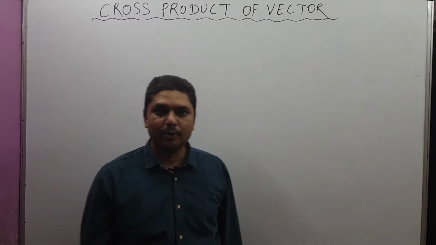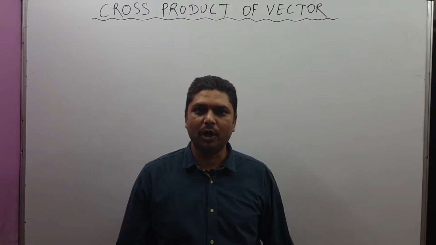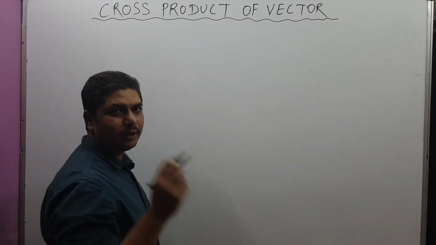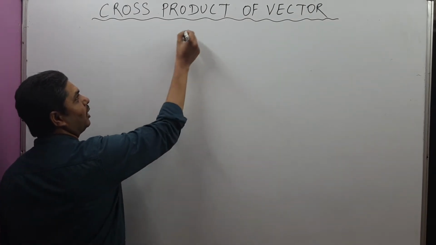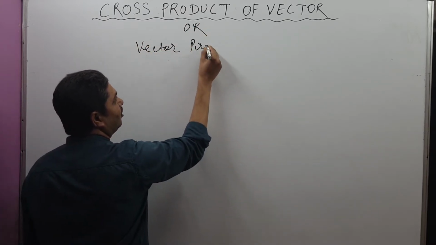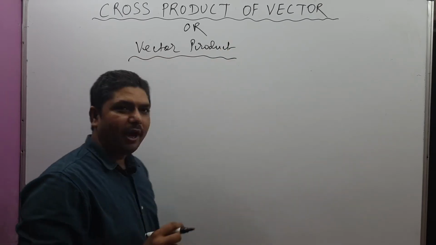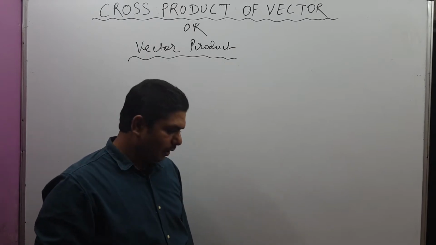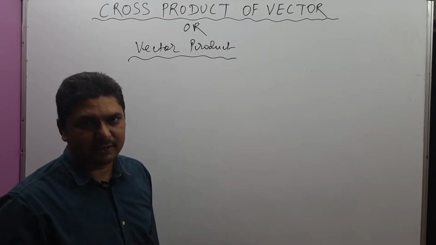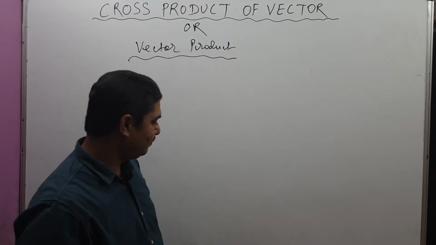Hello student, today you are going to learn a topic known as cross product of vector. Cross product of vector is also known as vector product. If you have two vectors A and B, and you multiply the vectors such that the product is a vector, then this is said to be cross product of vector.